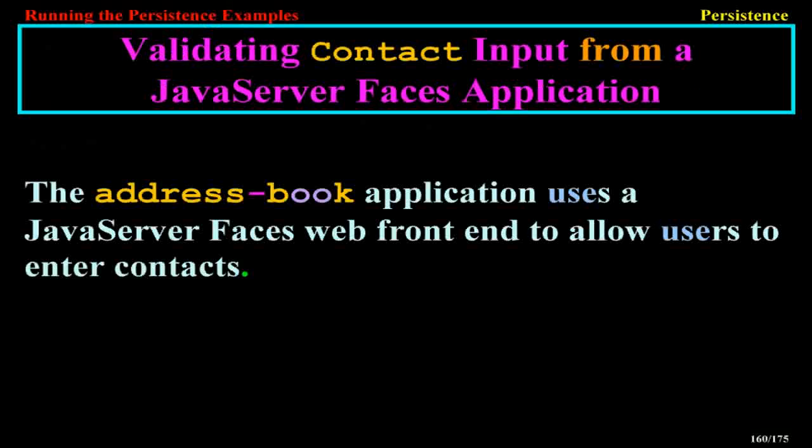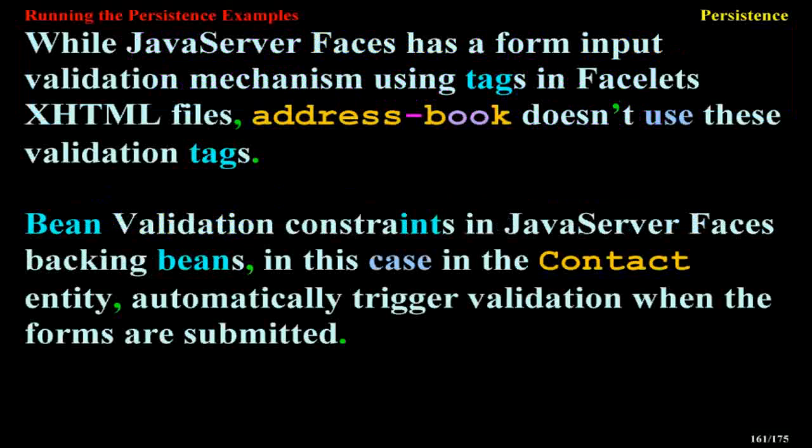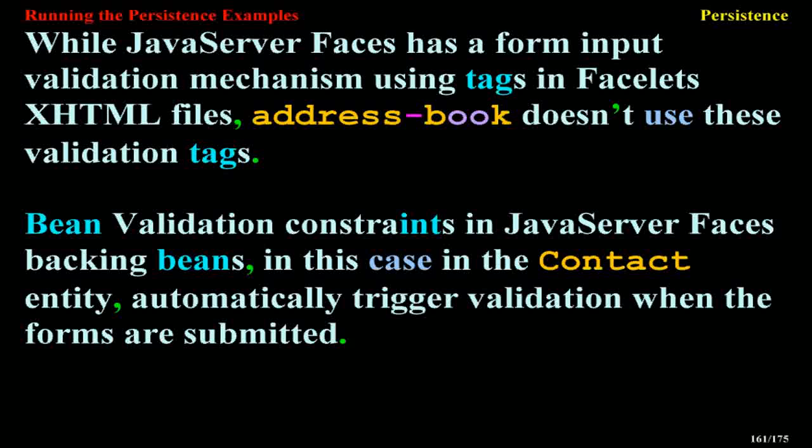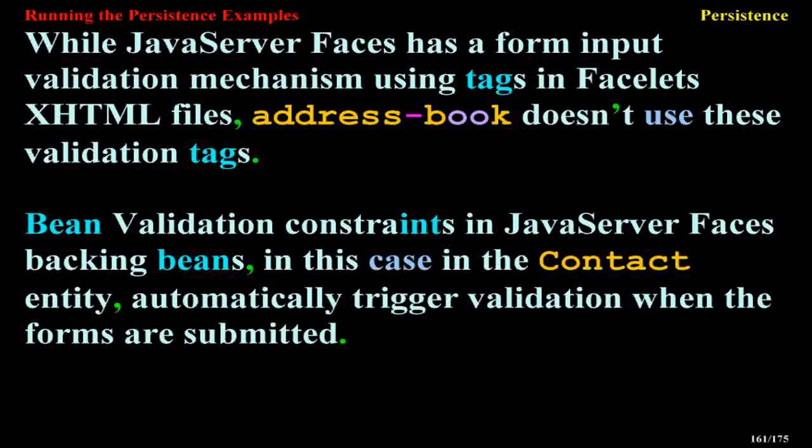Validating contact input from a Java Server Faces application. The address book application uses a Java Server Faces web front end to allow users to enter contacts. While Java Server Faces has a form input validation mechanism using tags in facelets XHTML files, address book doesn't choose these validation tags. Bean validation constraints in Java Server Faces backing beans, in this case in the contact entity, automatically trigger validation when the forms are submitted.